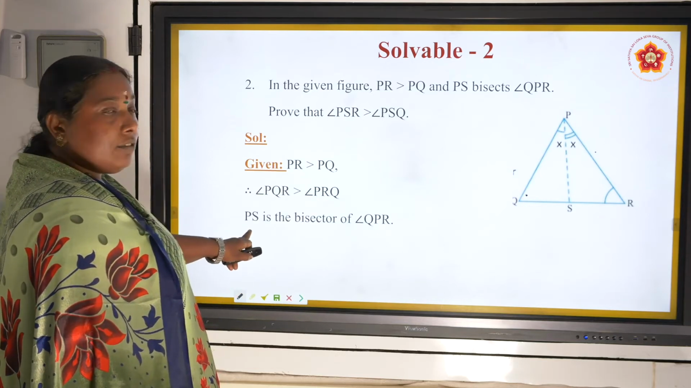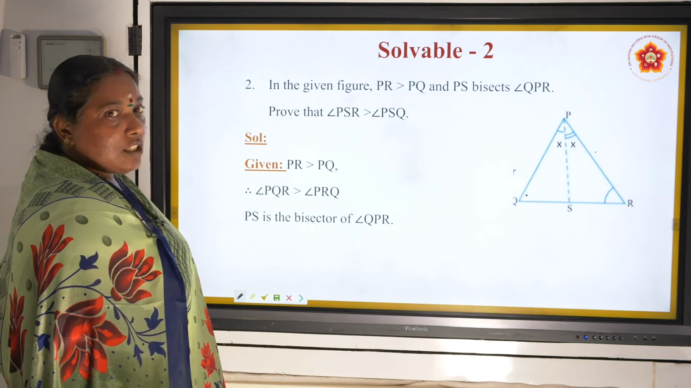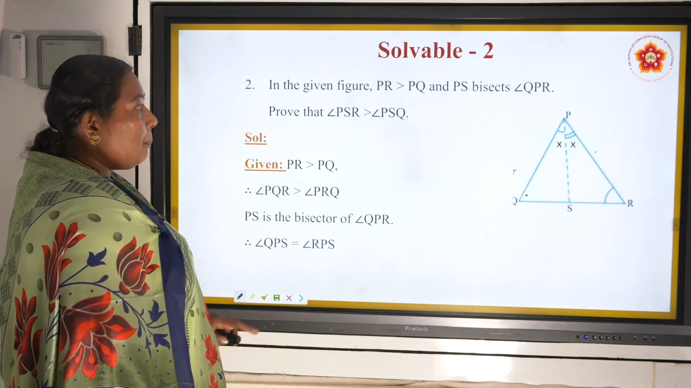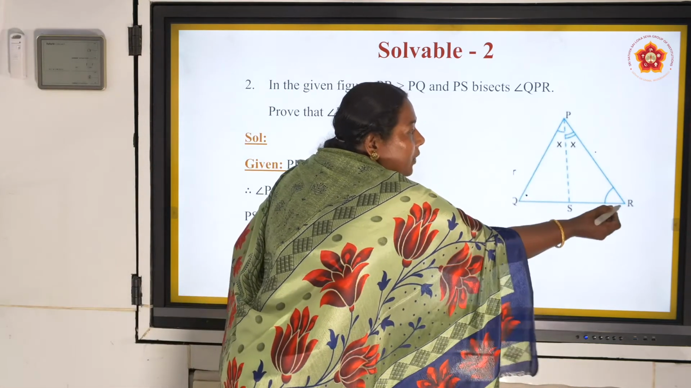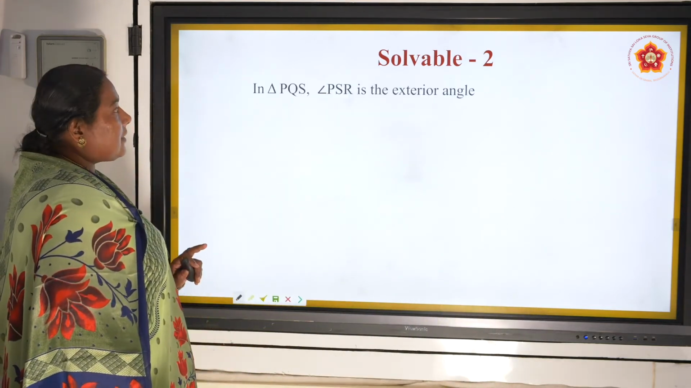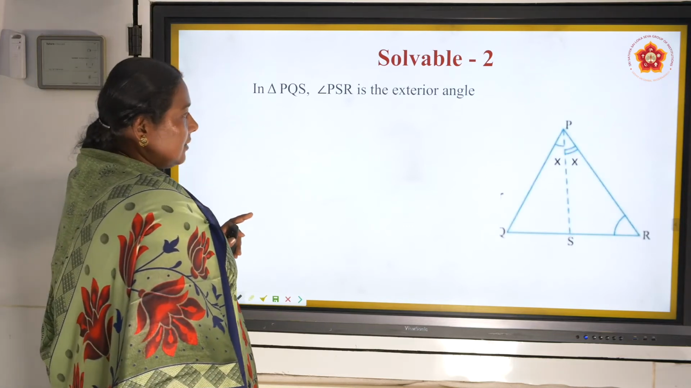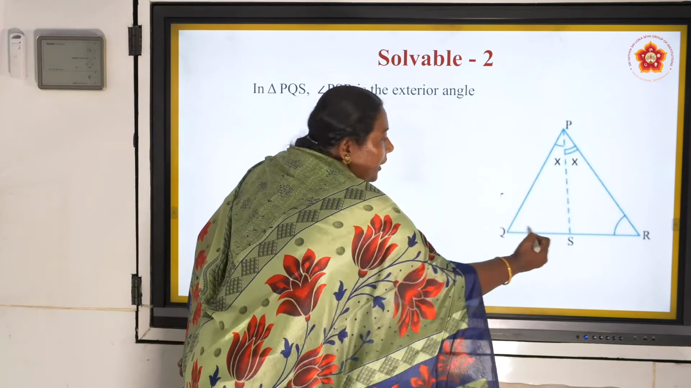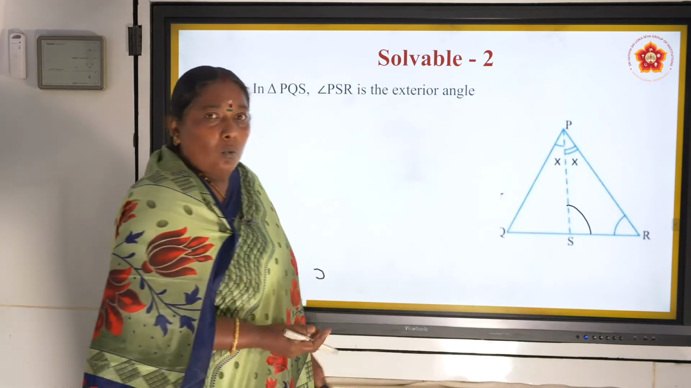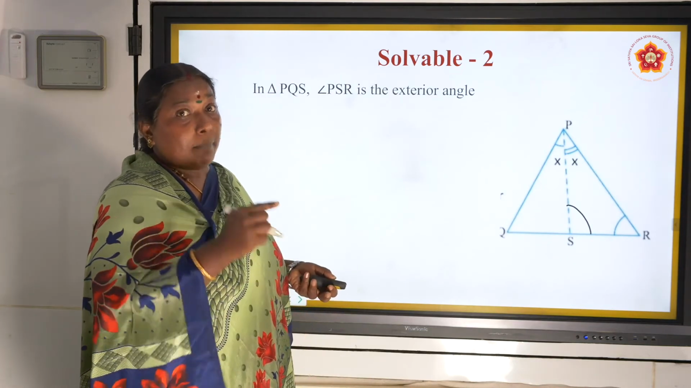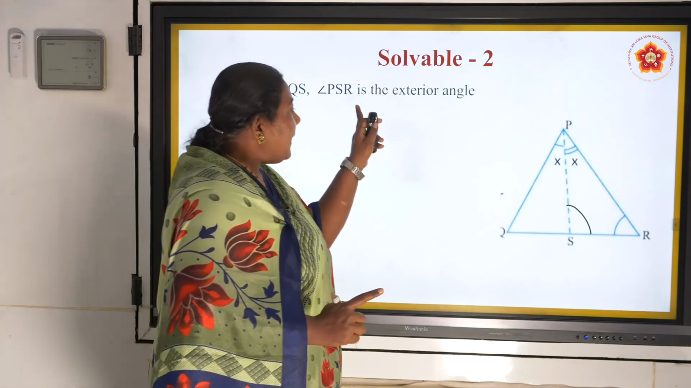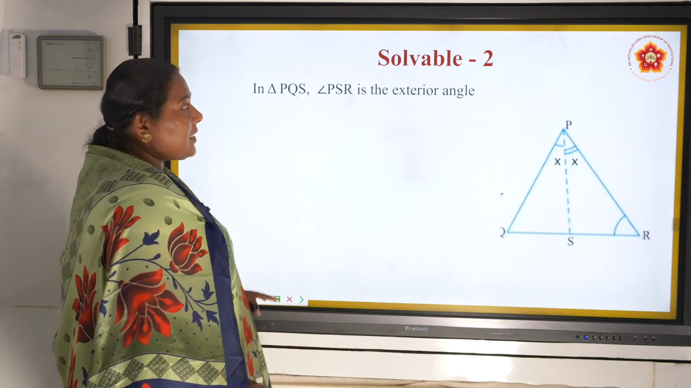Next, what have they written? PS is a bisector of angle QPR. They have given in the question itself that this is X and X. So angle QPS should be equal to angle RPS. Next, in triangle PQS, who is the exterior angle? PSR is the exterior angle. Why do we take PSR? Because in the question they have asked about PSR. So PSR is an exterior angle.